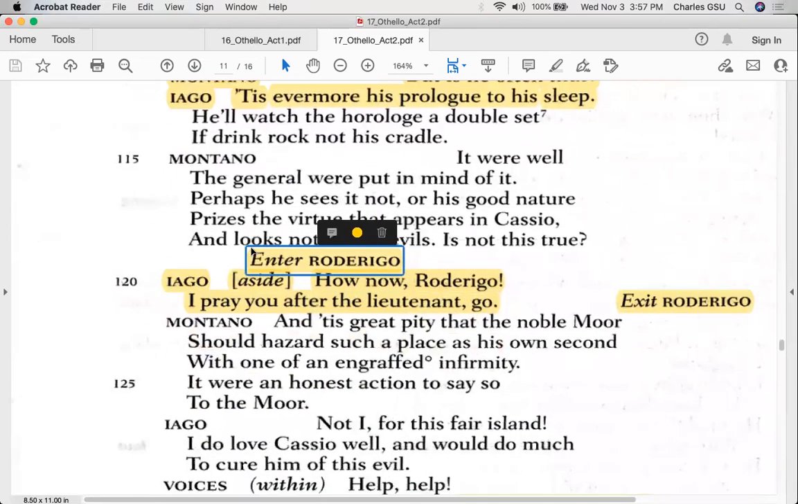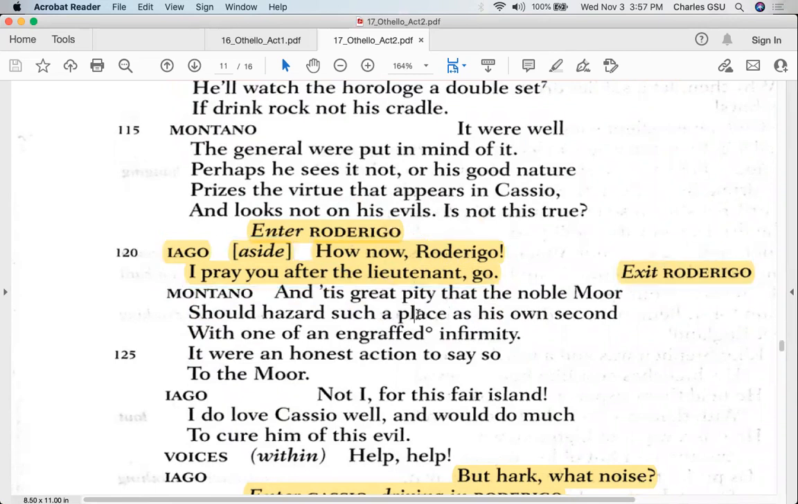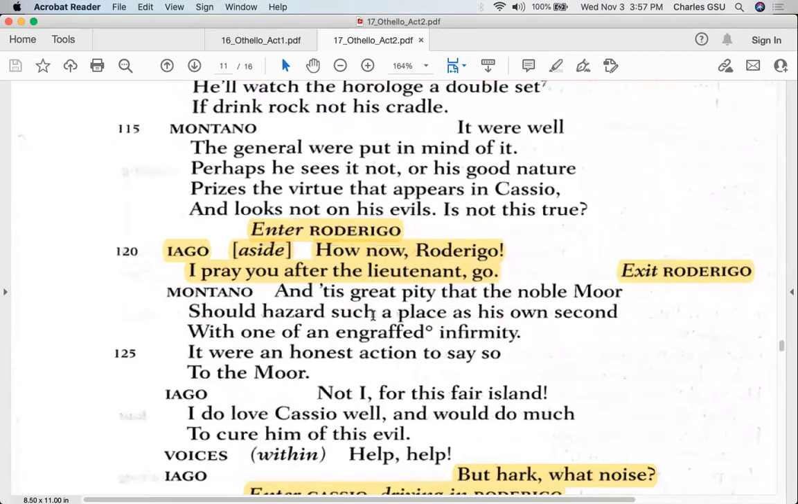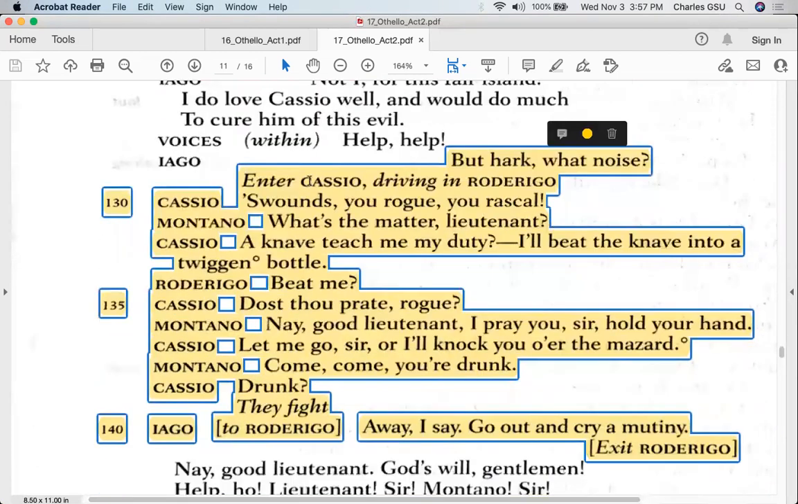So Roderigo comes in on the scene, and in an aside, that no one else can hear, so Montano can't hear, Iago says, How now, Roderigo, I pray you, after the lieutenant, go. So he's basically setting Roderigo on Cassio's heels, like a dog. And then there's this noise. Here's where the fight breaks out. But hark, what noise? Of course, Iago, even though he's saying this, knows what noise. Enter Cassio driving in Roderigo. That is, he's driving him in with his sword, because Roderigo has incensed Cassio somehow.